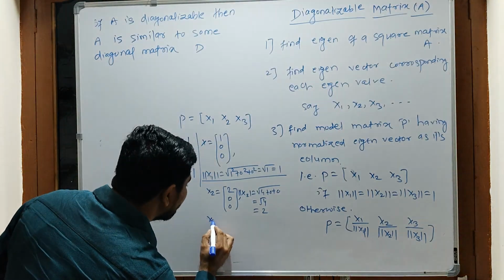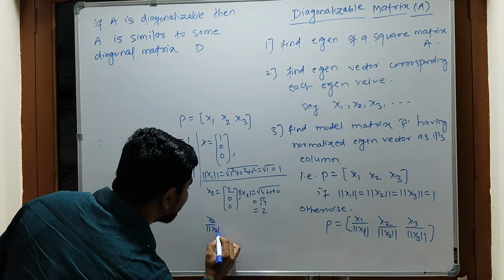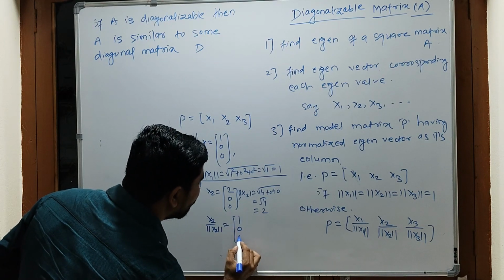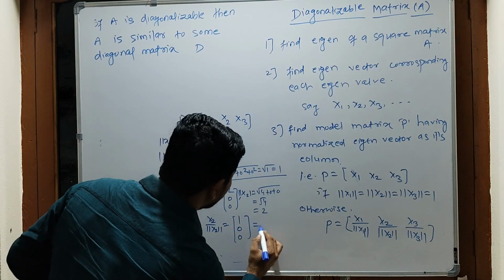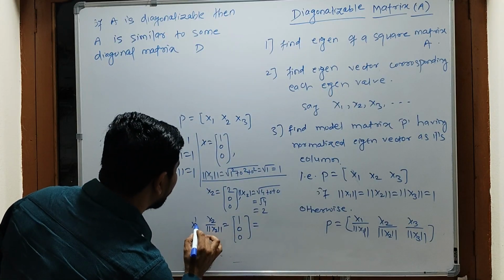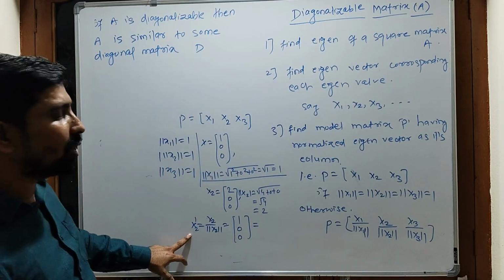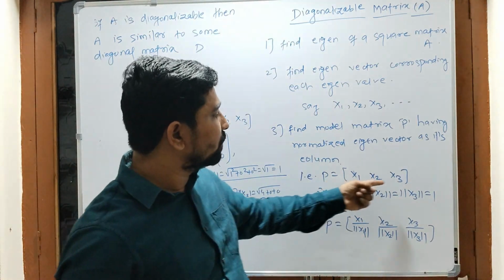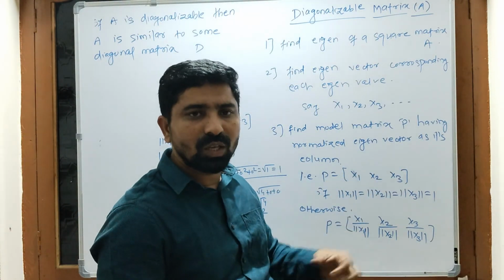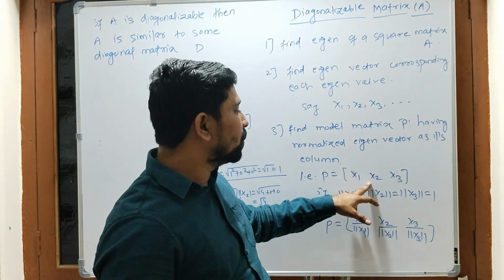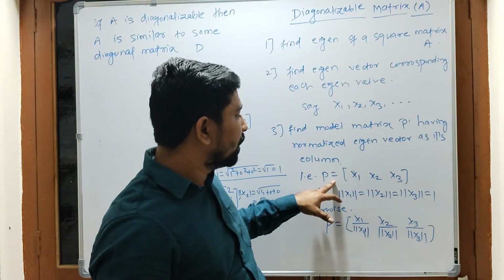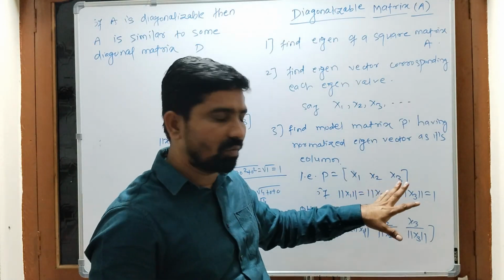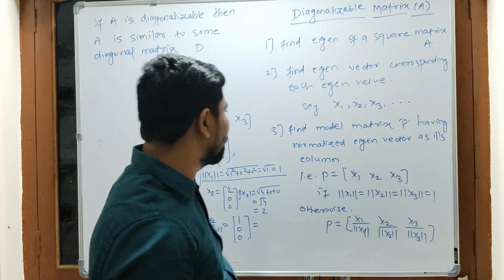Just divide this x2 by the length of x2, which gives 2 by 2, that is 1, then 0, then 0. Now let's say this is my x2 dash; you can check the length of this x2 dash is 1. So if the vectors x1, x2, x3 are normalized, there is no need to do anything, just write P with the first column as the first eigenvector, the second column as the second eigenvector, and the third column as the third eigenvector. This is your modal matrix P.